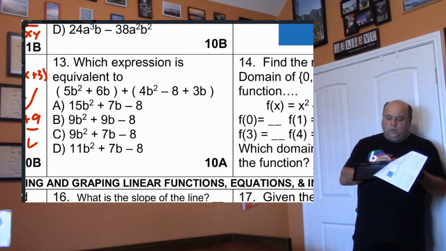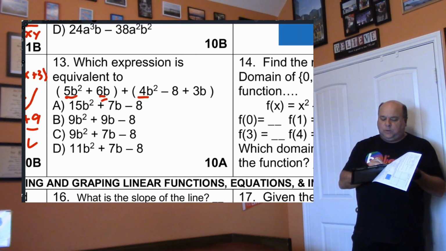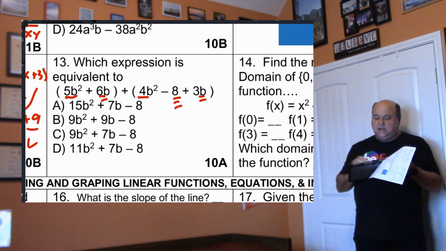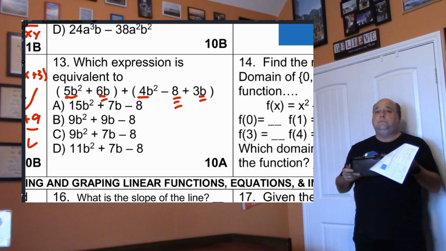This one right here, we would single underline the b squares, we would double underline the b's, and triple underline the c's, okay? So our negative 8 drops, and then notice we need a 9b squared, and 6 plus 3 is 9, so it should be choice B.